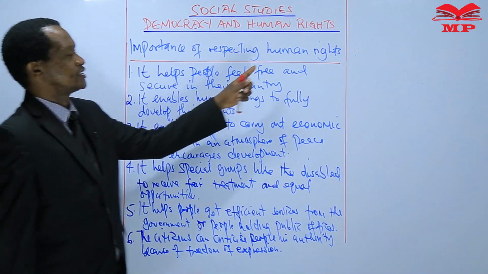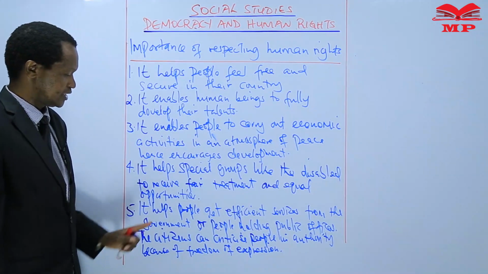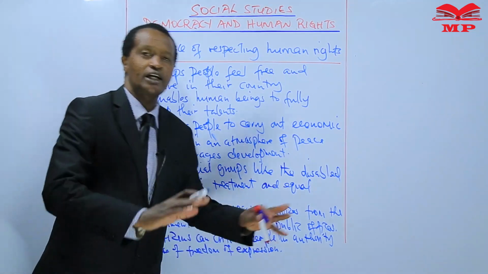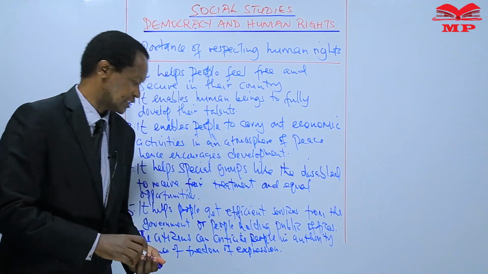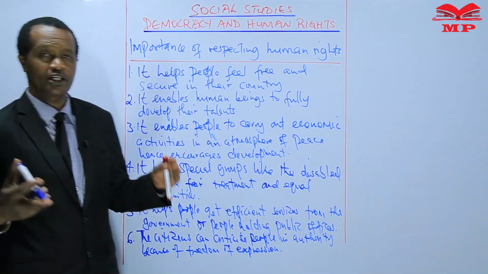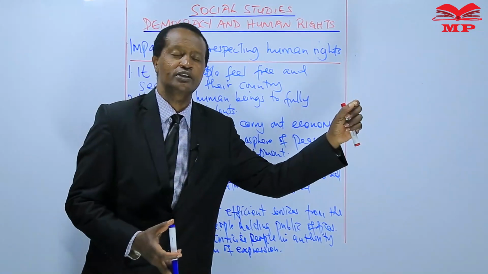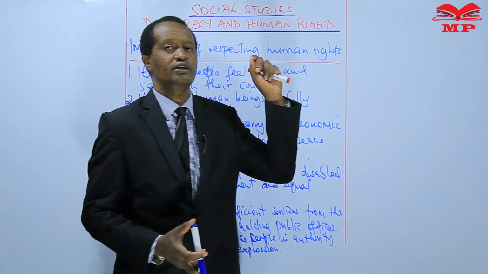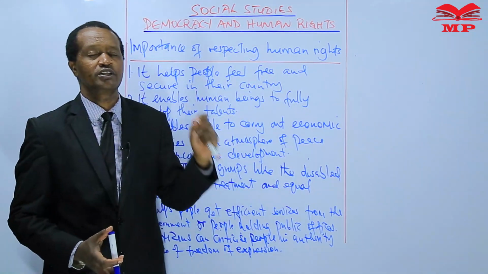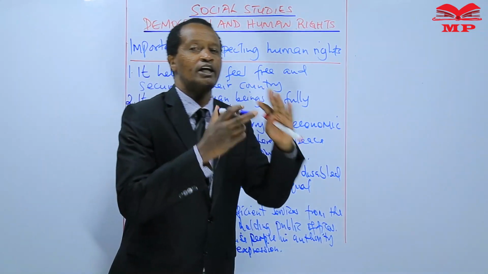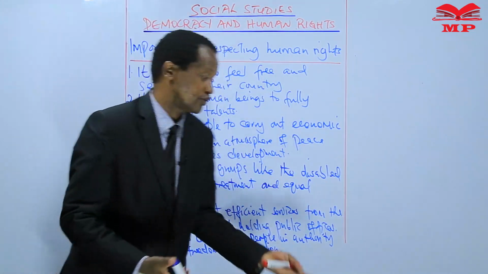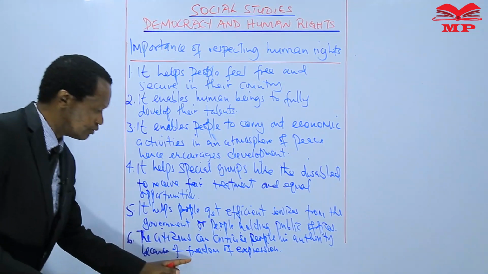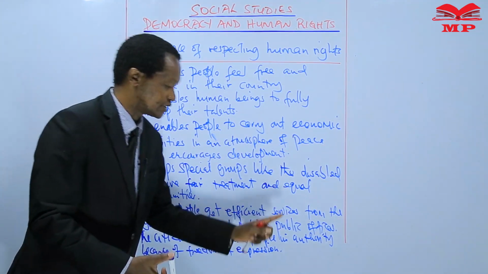Where human rights are respected, learners, then the freedom of expression is allowed. Where citizens can criticize people in authority, like in our country, we have seen the president being criticized, the members of parliament being criticized, the head of the judiciary has been criticized, the cabinet secretaries face criticism from ordinary people because they respect people's freedom of expression.